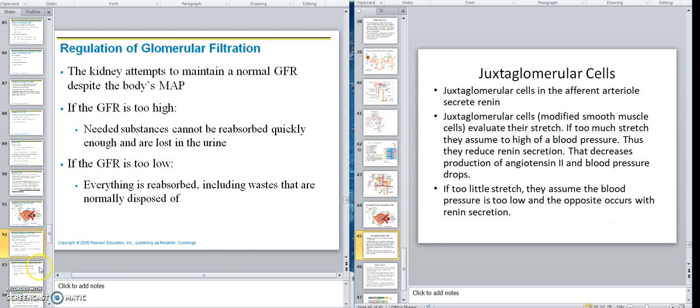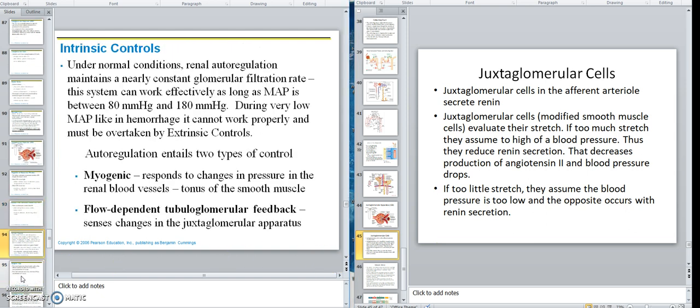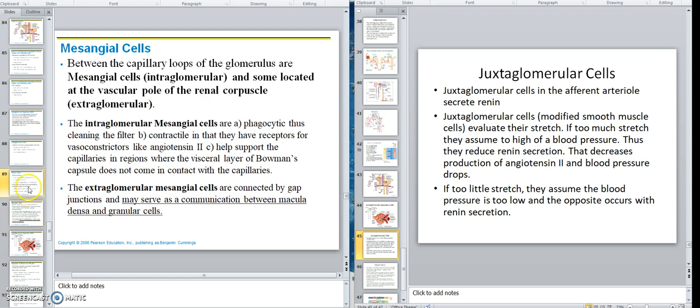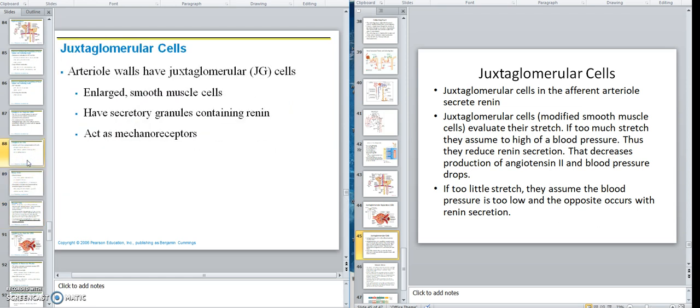So you see, the juxtaglomerular cells are mechanoreceptors. They're looking at stretch.